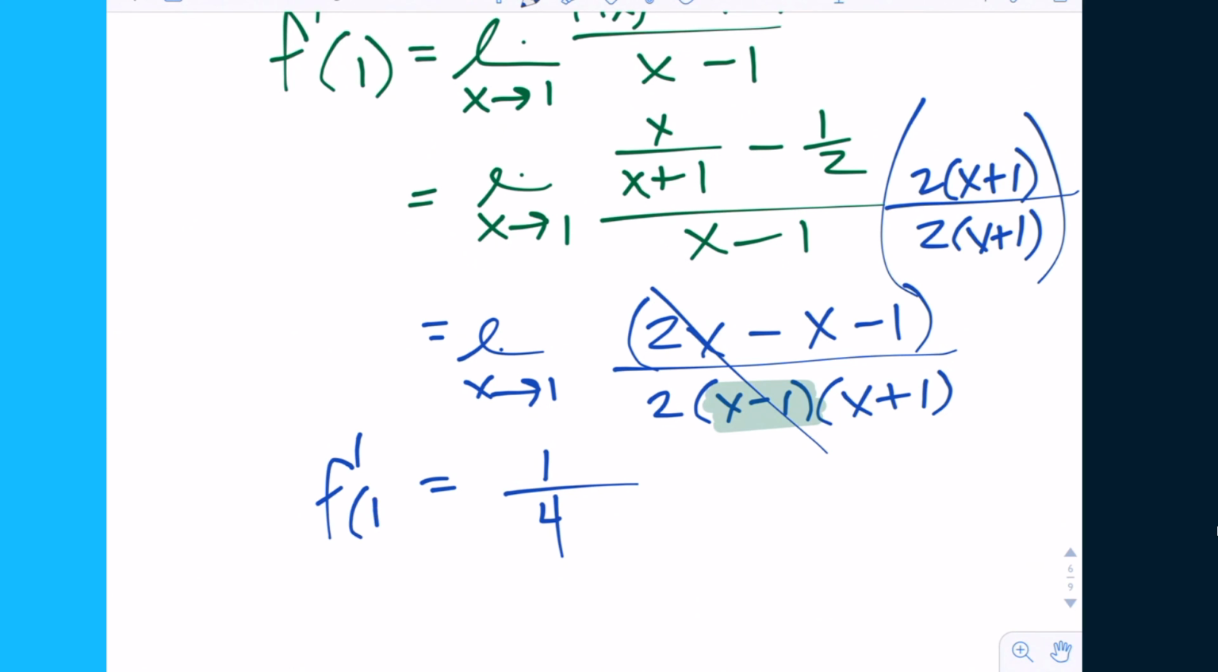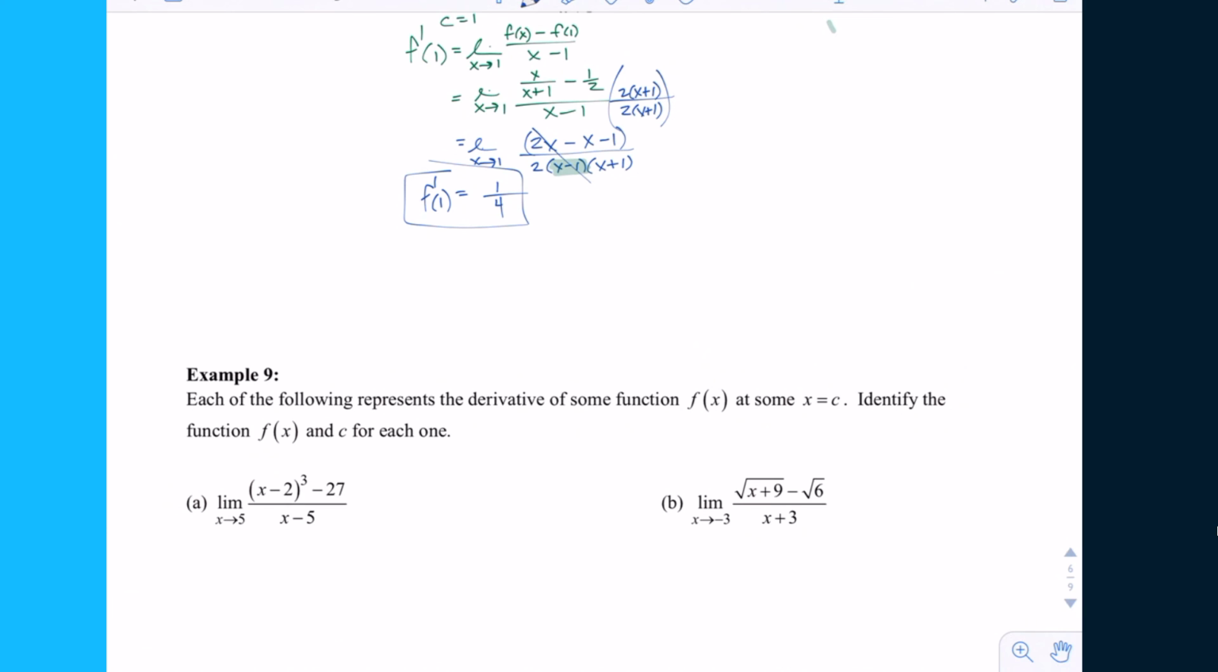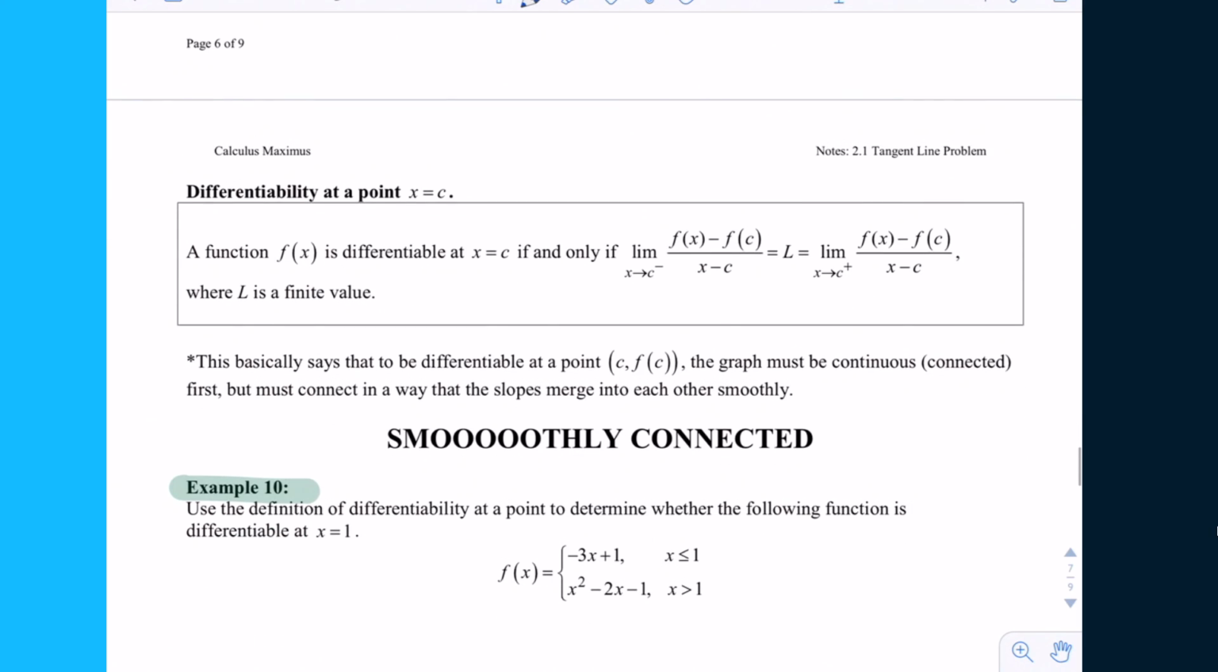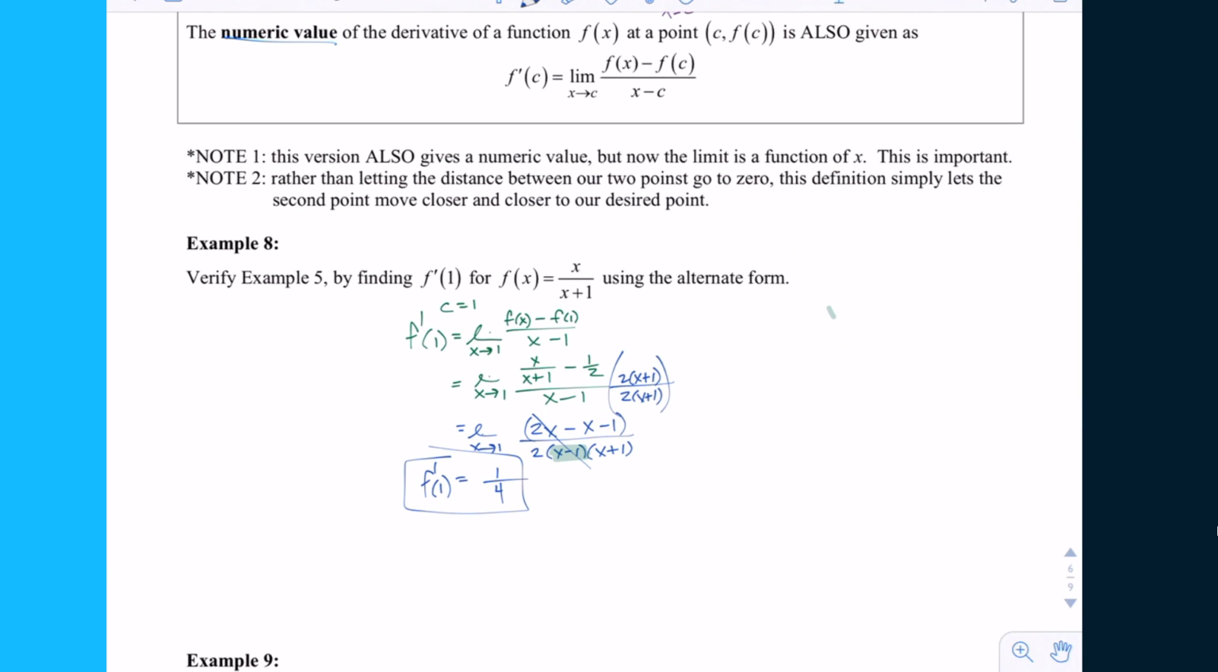So is that the same thing we got on example 5? It is. It's a little bit easier, actually. It's still the disposable version. So if you wanted to find a single slope and you weren't interested in plugging in many, many different times, this would be maybe a little bit better than the modified form. But it's also going to be used to determine differentiability because it is a function of x. So that's what we're going to do on example 10. Okay. So that's using the alternate form.